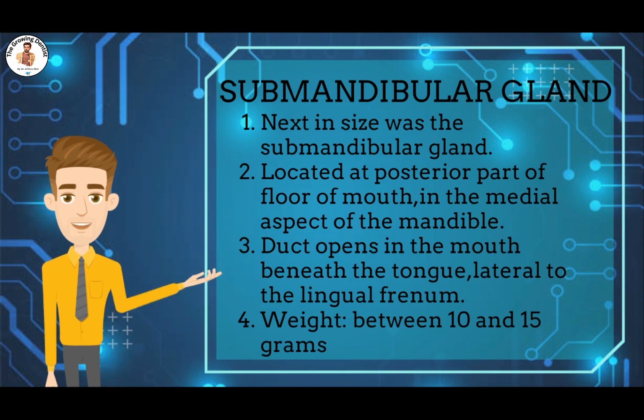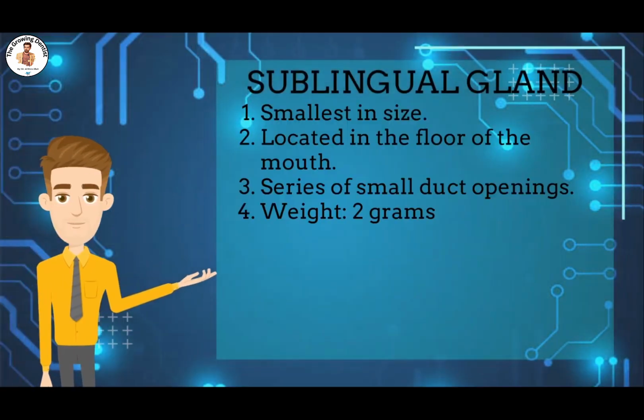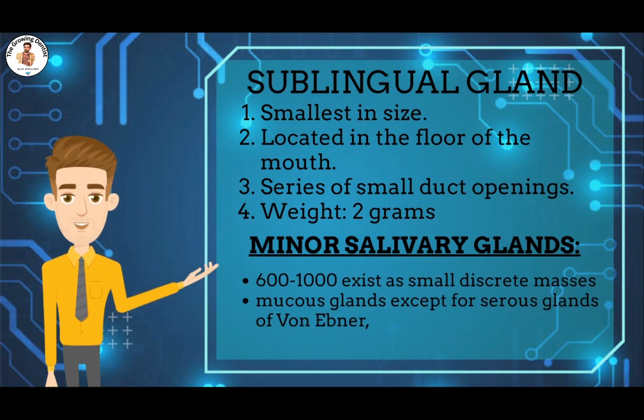Sublingual gland is the smallest of the major glands. It is situated in the floor of the mouth, between the side of the tongue and the teeth. Its secretions enter the oral cavity through a series of small ducts opening into the sublingual fold. It weighs about 2 grams.